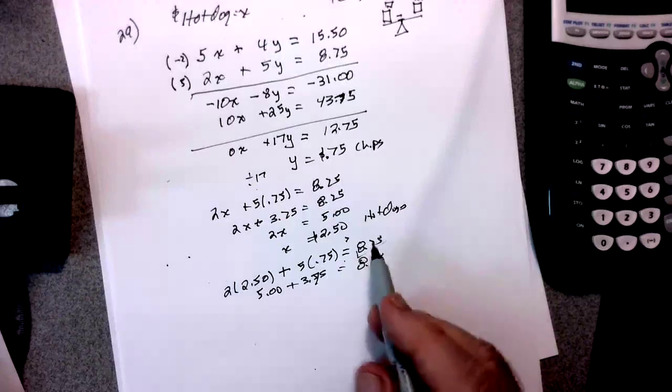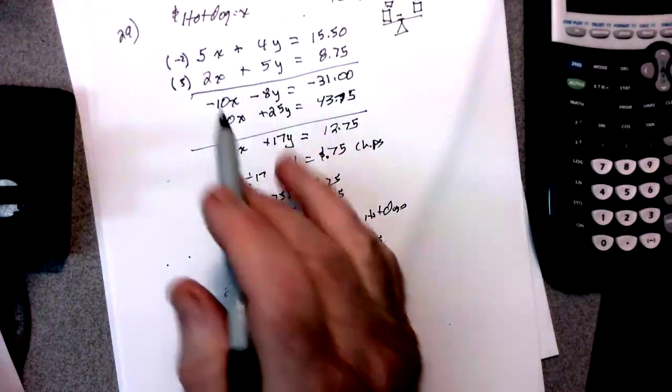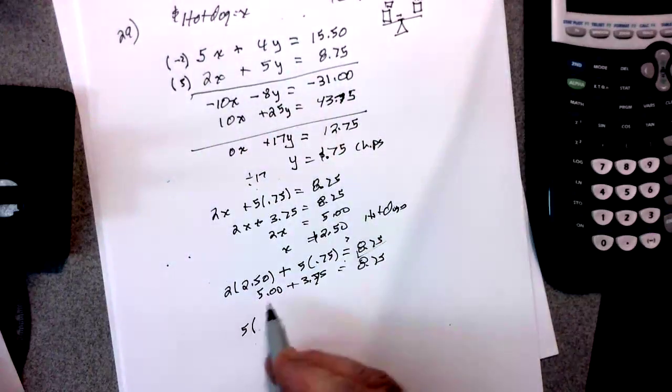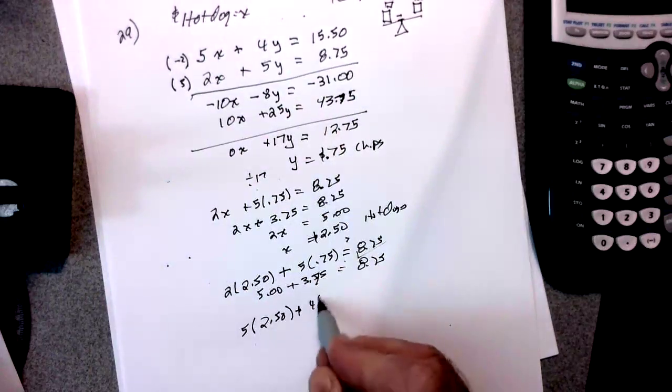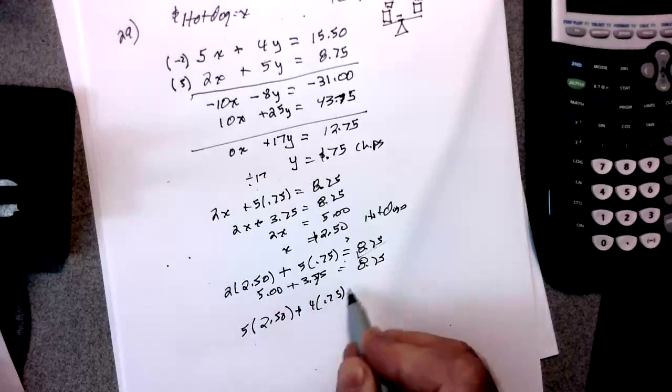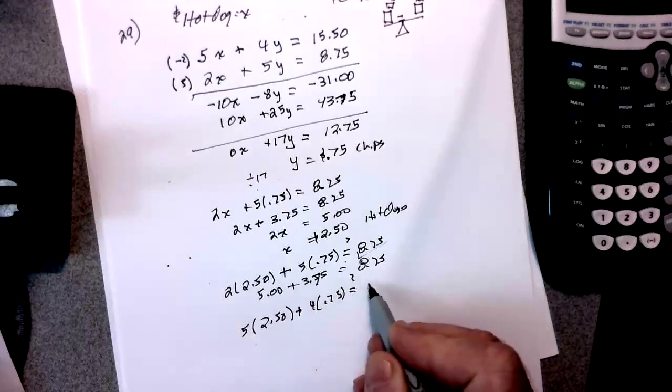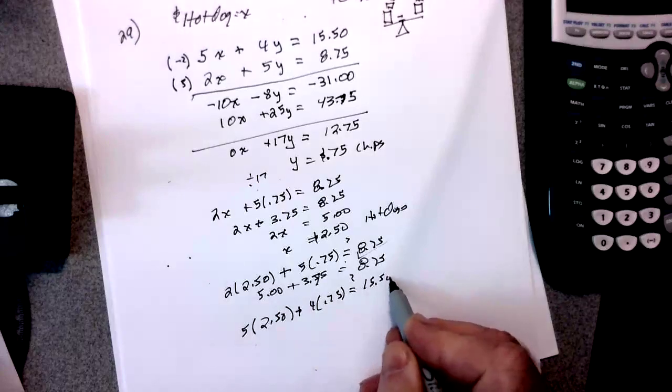So this one checked. What about the first one? Let's see if the first one checks. So I'm going to say 5 times 2.50 plus 4 times 0.75. Does that equal the 15.50 that I had up there a minute ago?